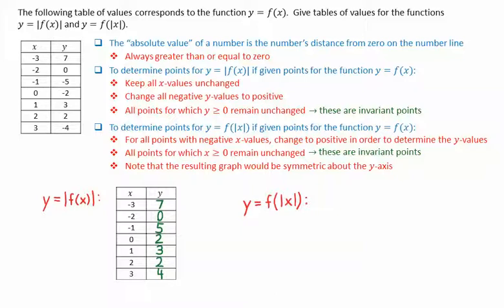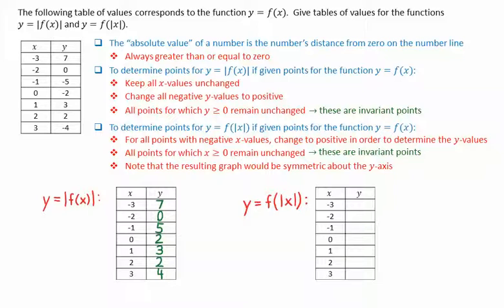Now looking at y equals f of the absolute value of x. For x equals negative 3, we have to look at f of 3. We're looking at the y value corresponding to an x value of 3. This corresponds to y equals negative 4. If x is negative 2, we're looking at the y value corresponding to x equals 2. This means that y would be 2. If x equals negative 1, we're looking at the y value corresponding to positive 1, which is equal to 3.